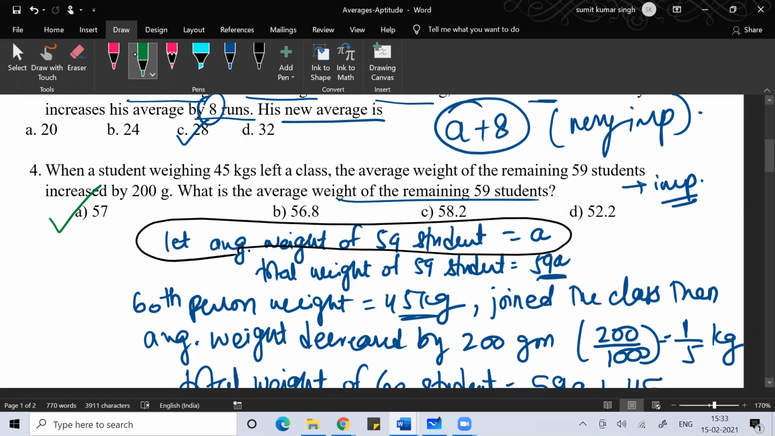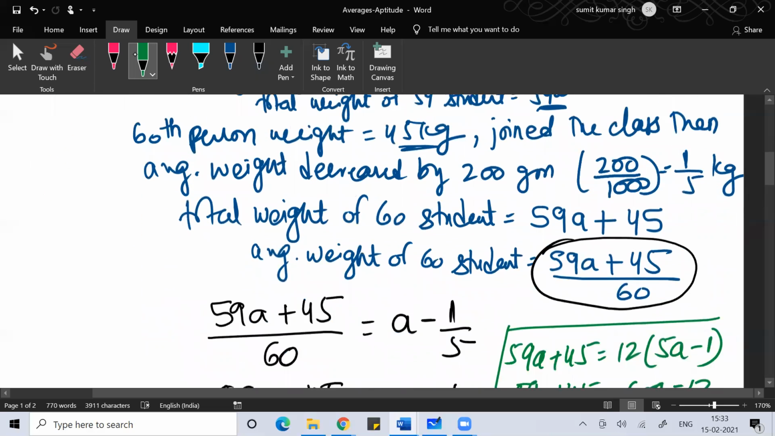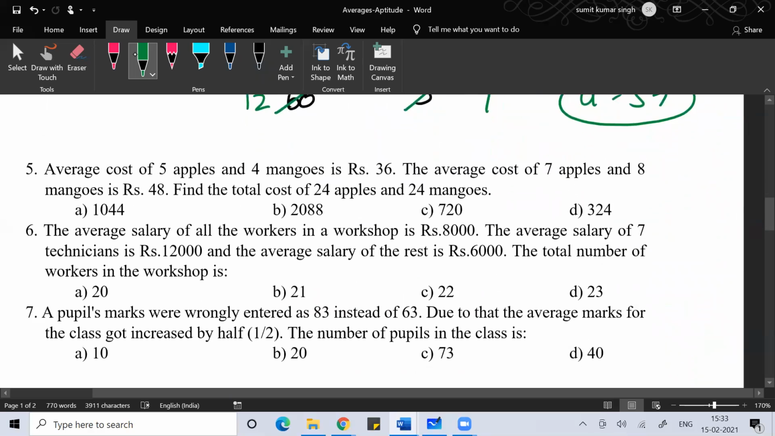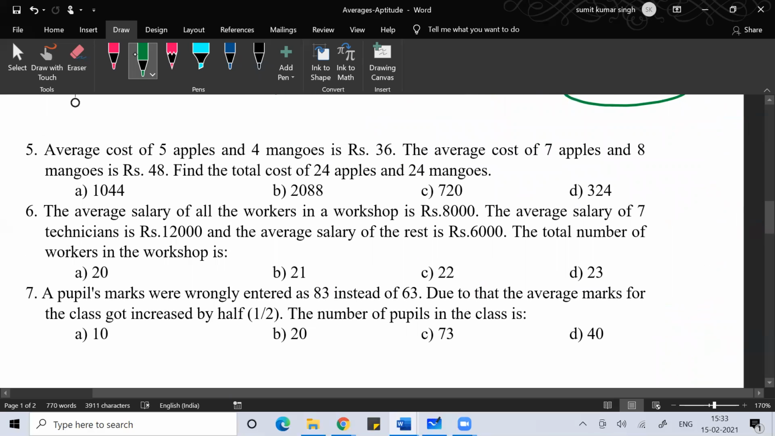I hope you understood this. So, basic problem, but yeah, it was good. We had to spend a little bit of brain to understand the situation, and gradually then we need to solve the problem. Now question number 5.